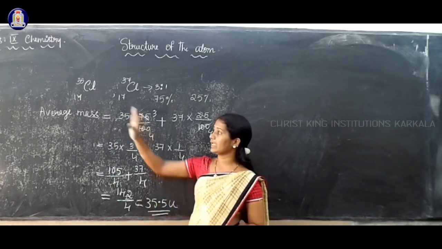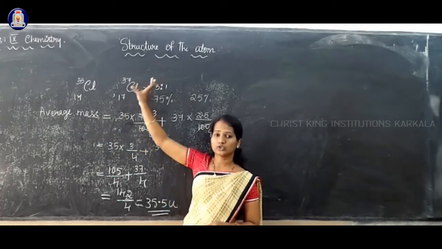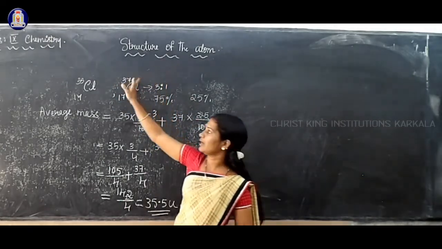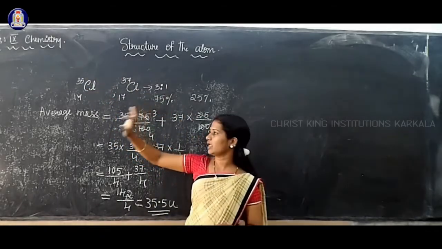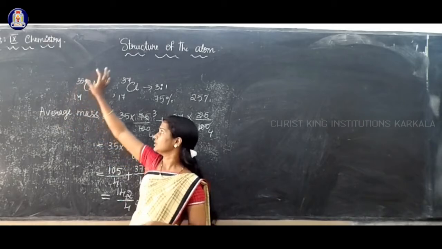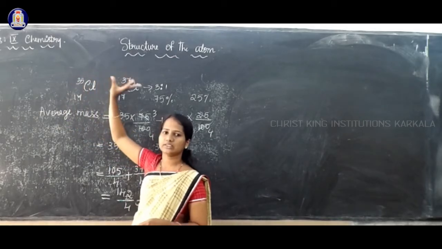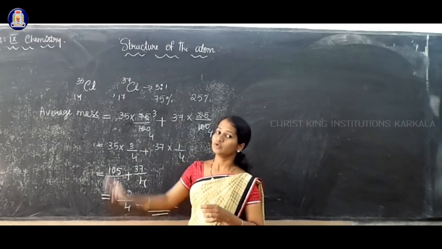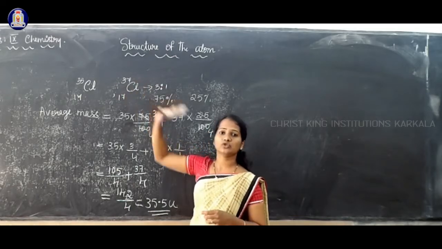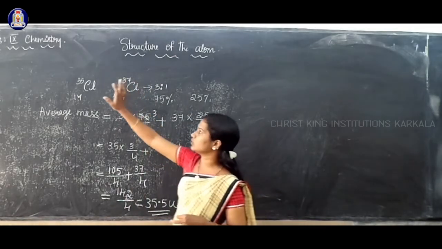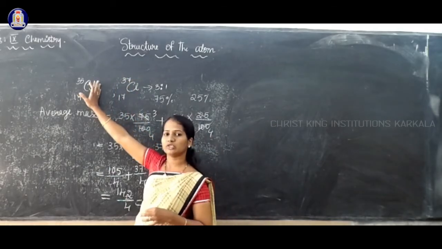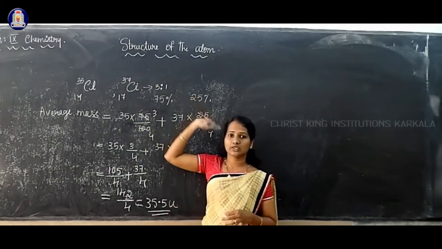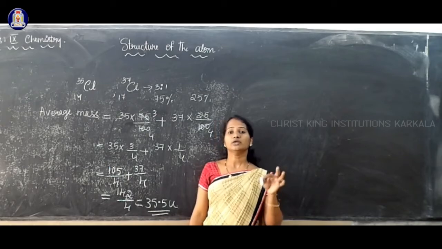In this way, we can calculate the average mass of isotopes. Since they have different mass numbers, to consider the mass we have to calculate the average mass. We can't say this is the mass of chlorine 35 or 37. So in that case, we have to calculate the average mass. By calculating the average mass, you should know what percentage these isotopic forms are present. So the ratio of chlorine 35 and chlorine 37 is 3:1. That is 75% to 25%.